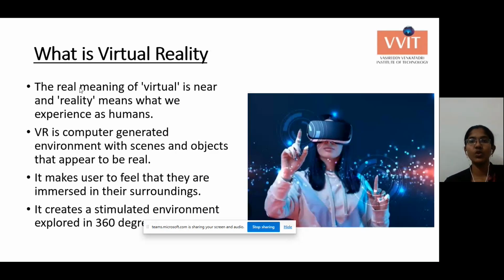So, when you hear the word virtual reality, the thing that comes into the brain is what is virtual reality. Virtual means imaginary, which has no physical existence or physical form. Reality means something that we experience in real. Virtual reality is a computer generated environment with scenes and objects that appear to be real. It makes the user feel that they are immersed in their surroundings. It creates a simulated environment in 360 degrees.